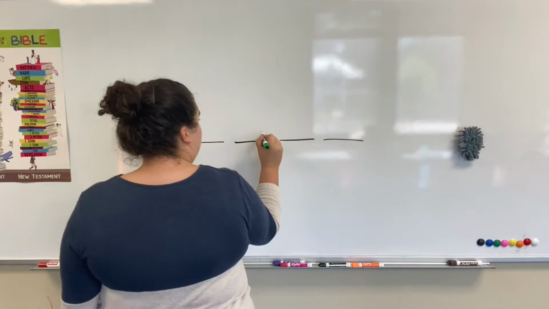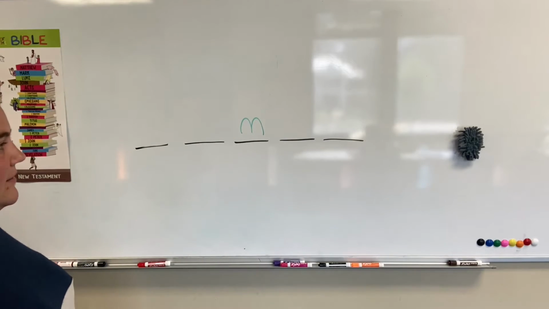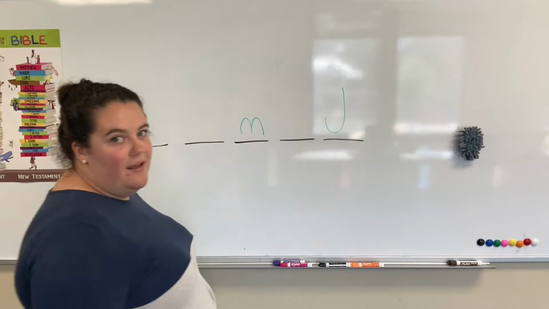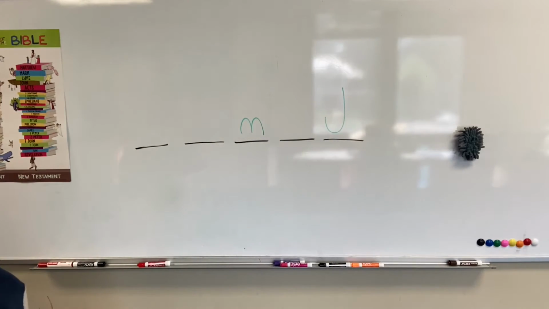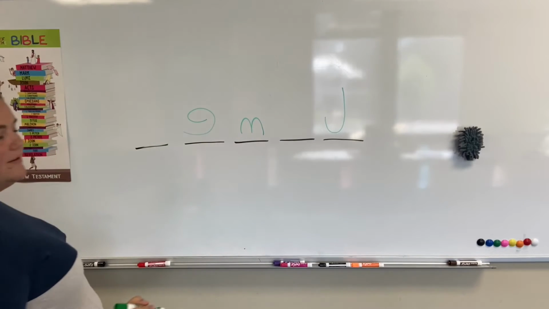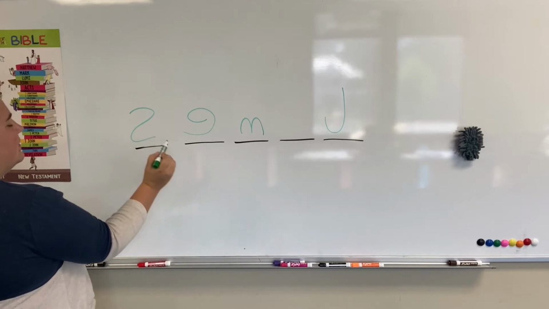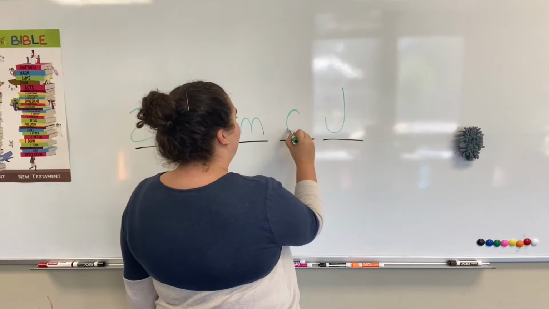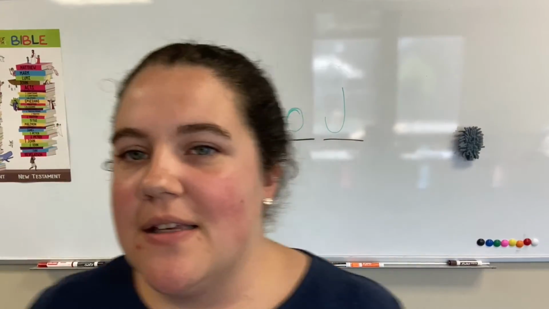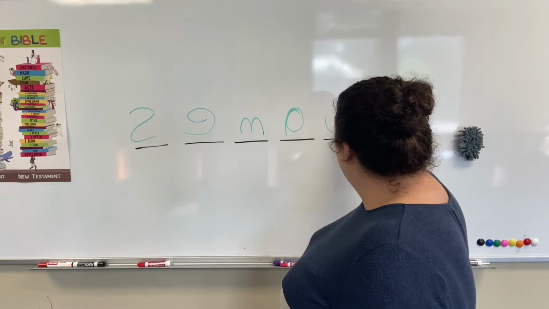All right. That's the first one. Here's the second. Here's the third. Here's the fourth. And here is the 5th. So that is right. The book is, oh, I wrote my J backwards. James. Here, I'm going to fix it.